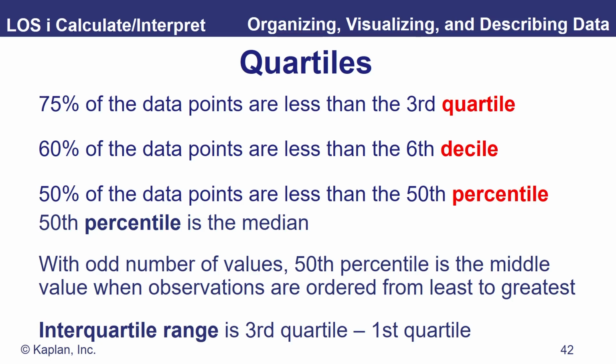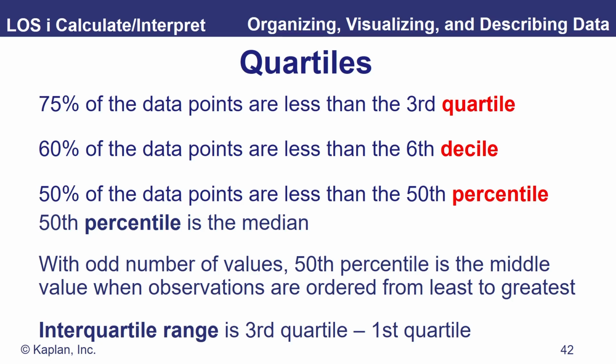Rather than looking at tenths, we could look at hundredths. So take your distribution of data and divide it up into hundredths, in which case we are now talking about percentiles. Now, of course, notice therefore that 50% of the data points are less than the 50th percentile. And the 50th percentile is the median. Now remember, when we're dealing with an odd number of values, the 50th percentile will be the middle value when you range your data from lowest value to highest value. Remember, that was our definition of median in the previous module.